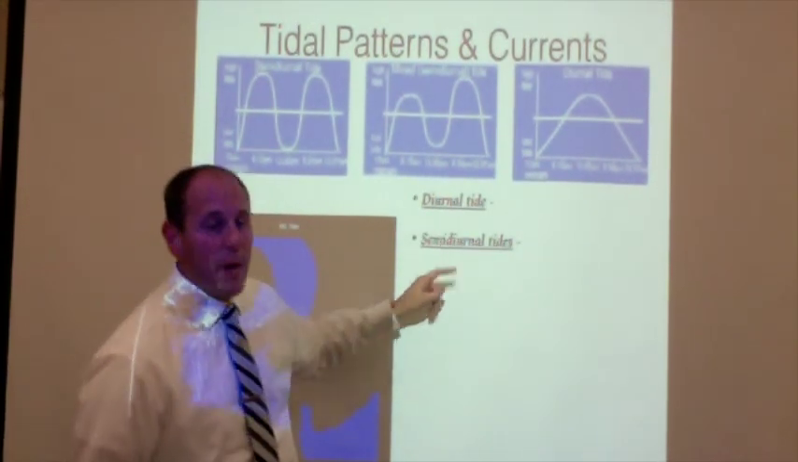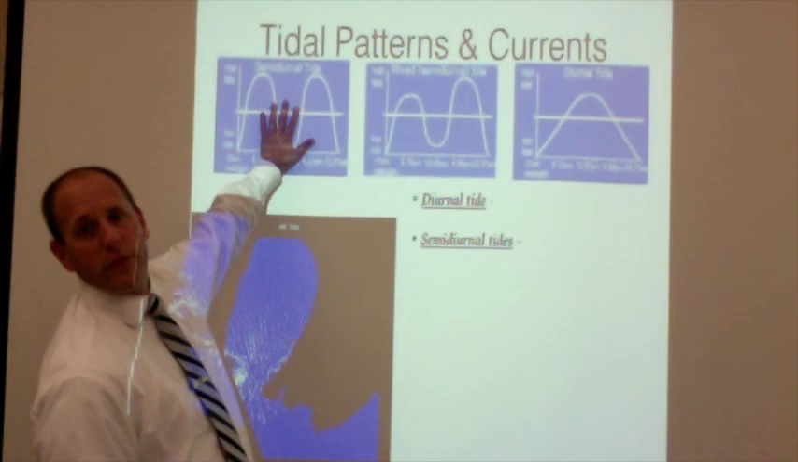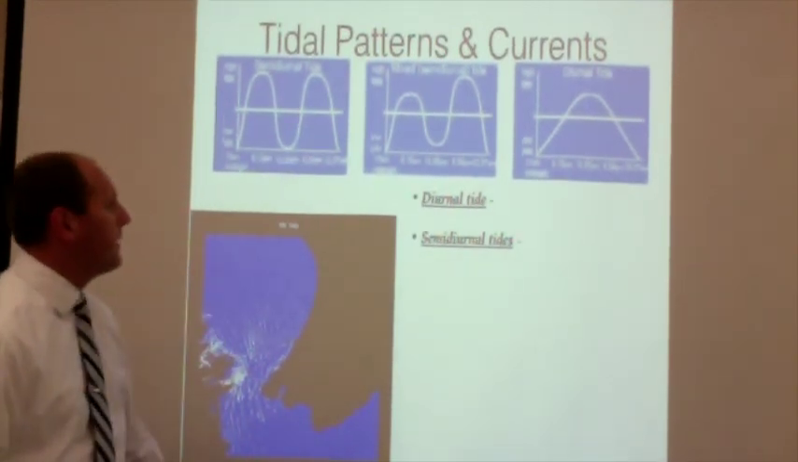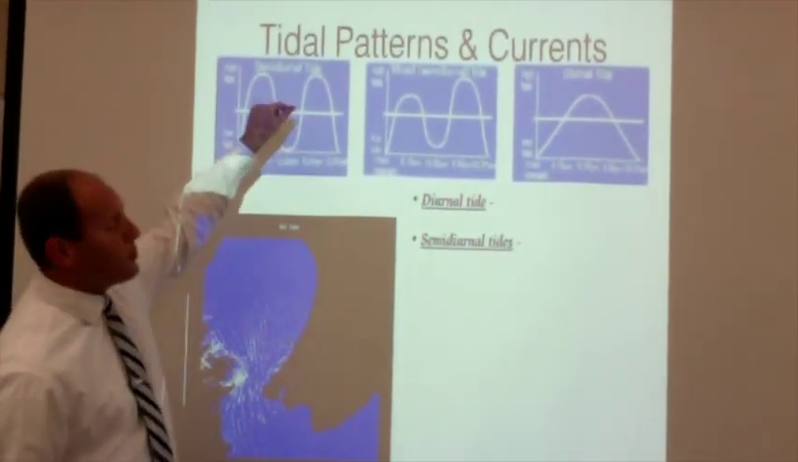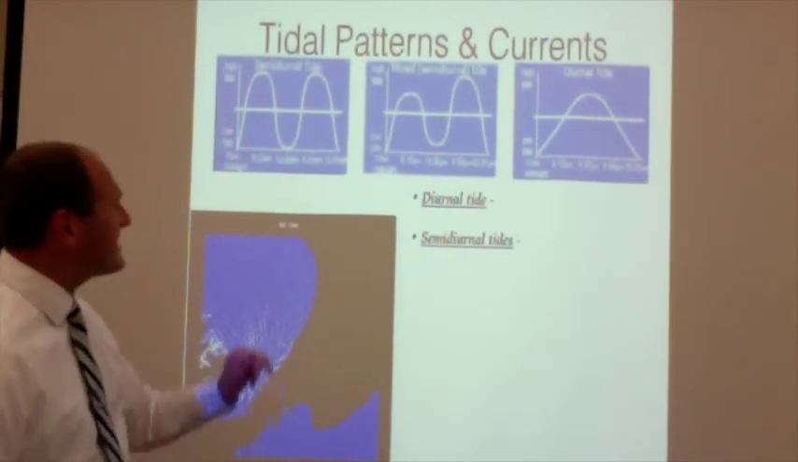The next one is a semi-diurnal tide, and that's the one over here on the far left. That semi-diurnal, that means we have 2 high and 2 low tides that are about equal.